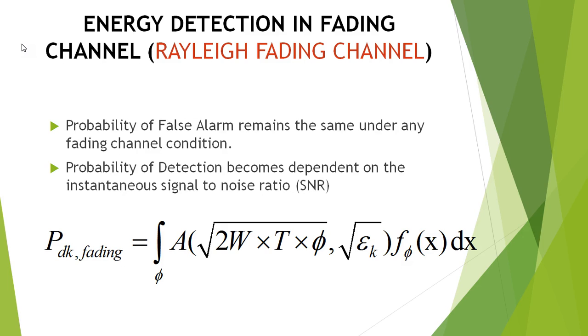Energy detection in a fading channel, which is basically the Rayleigh fading channel. The probability of false alarm in a Rayleigh fading channel remains the same since it is considered for the case of no signal transmission, and as such it is independent of SNR. When the channel is varying due to fading effects, the equations for a non-fading channel are represented in terms of the instantaneous SNR of the system.